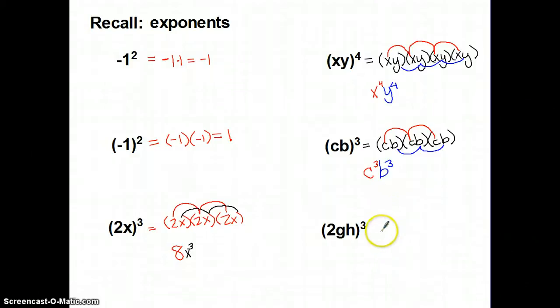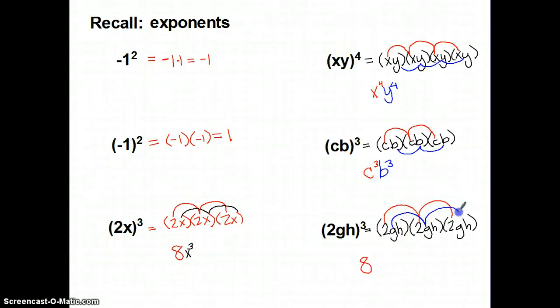Lastly, I have 2gh to the third power. Very similar. I take my base now of 2gh and I'm going to multiply that whole base by itself 3 times. So 1, 2, 3. Multiplying my coefficients, 2 times 2 times 2 is 8. Multiplying the g's, g times g times g is g to the third power. And multiplying the h's, h times h times h is h to the third power.